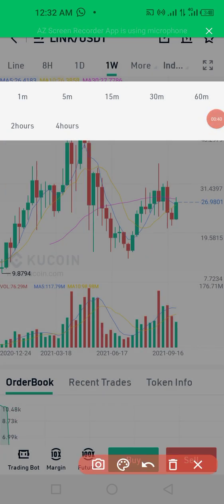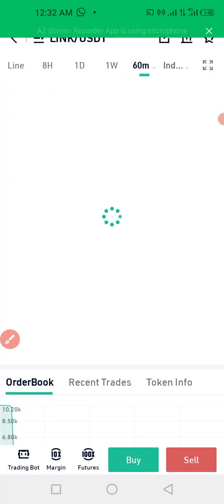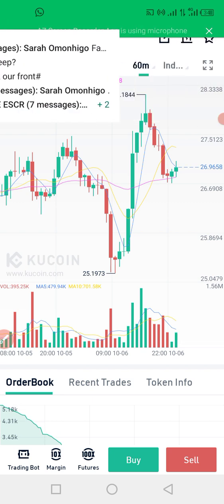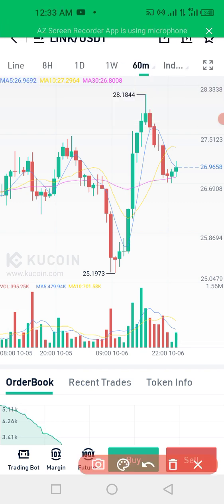If I click on the 60 minutes, which is the 1 hour, you see that the chart will change. Are you seeing it? The chart has changed. So it's showing me the current chart of 1 hour. It simply means that for every 1 hour, a new candle will form. They call it Japanese candlestick. So it takes one candle 1 hour to form. If I click on the 30 minutes time frame, the same thing, every 30 minutes, a new candle will form.